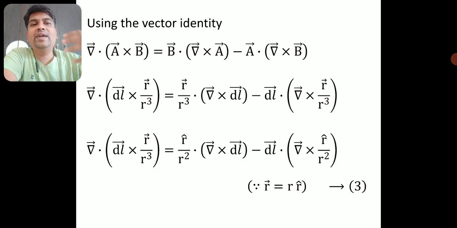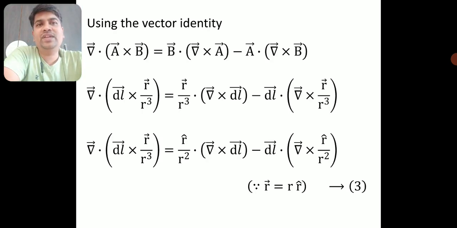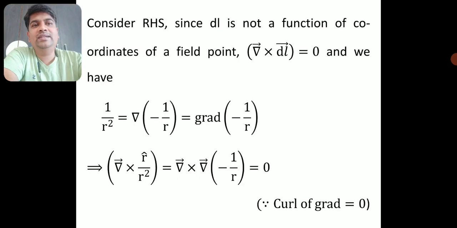So I have used the mathematical identity, the divergence of A cross B, for the divergence of dl cross r vector by r cube, and I have done a very small substitution, that r vector is r into r cap. So I got this equation, and I am going to substitute it back. Now consider the RHS, since dl is not a function of the coordinates of a field point. It is not at all a coordinate of the field point. The field here is the magnetic field.